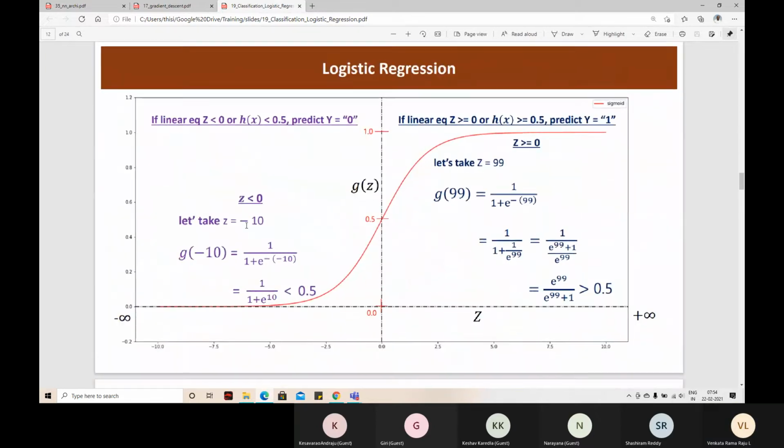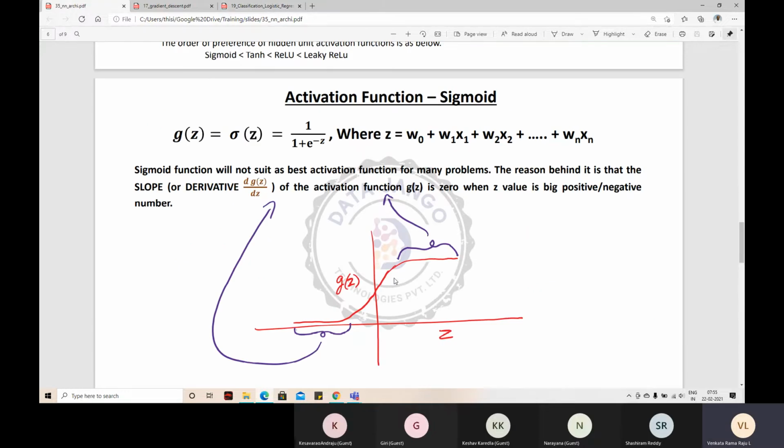See this? See, this is 0, right? A z value, linear combination, greater than 0 will give you a value greater than 0.5. A z value which is less than 0 will give you a value less than 0.5. And when z becomes too big, what is it becoming? It is becoming flat. When z is too low, the linear combination is very small, the line becomes very flattened, right? You observe that? That's the sigmoid function.